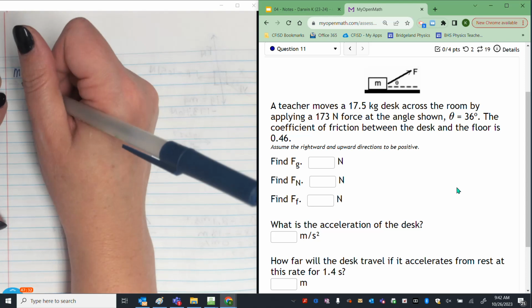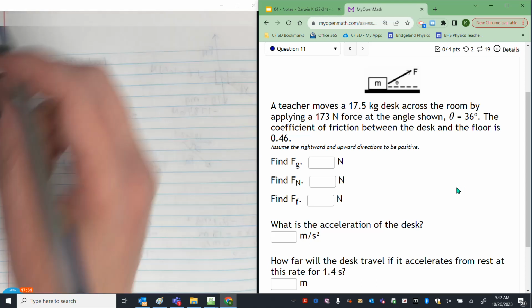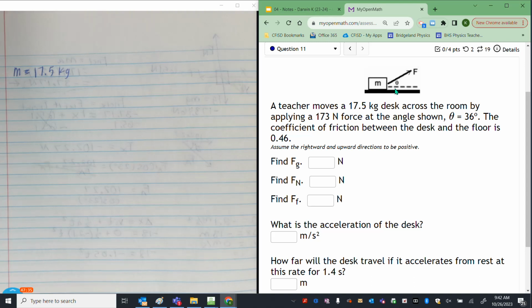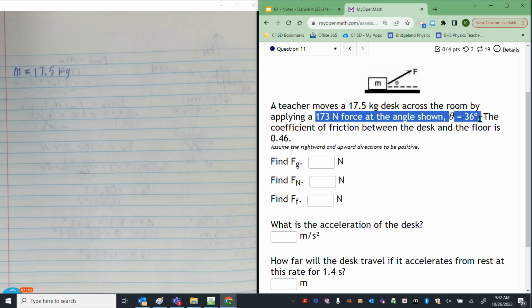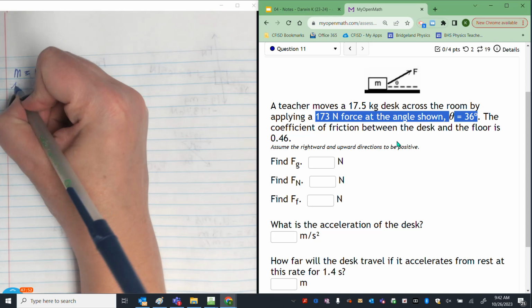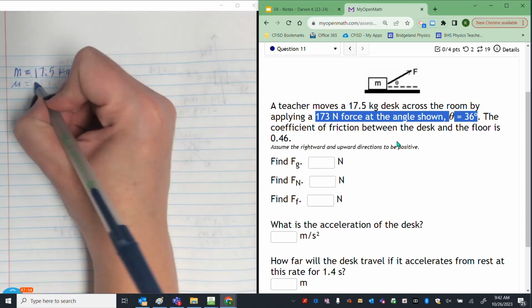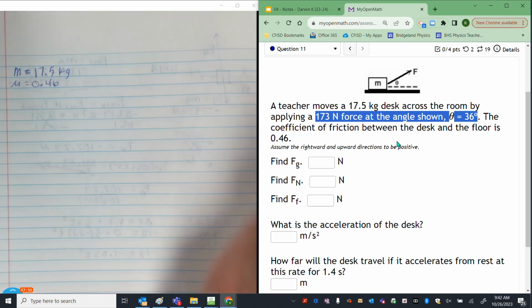So again, whenever we actually go to use these numbers, we don't want any forces at angles. I'm not even going to bother writing this down because I need to get the components of it. I need the vertical and horizontal pieces of this force, not the total. Okay, the coefficient of friction, though, I'll go ahead and copy down. 0.46. Okay, so I'm going to start by getting the components of that force.